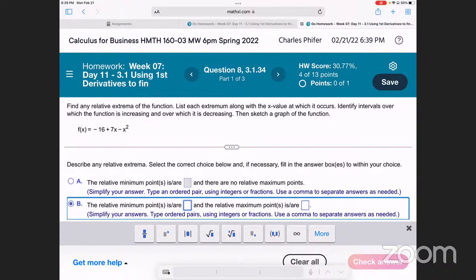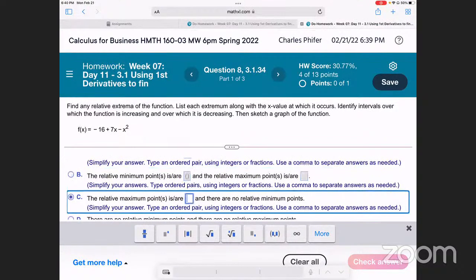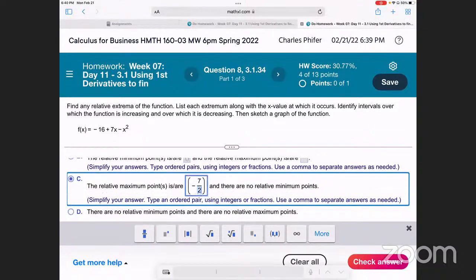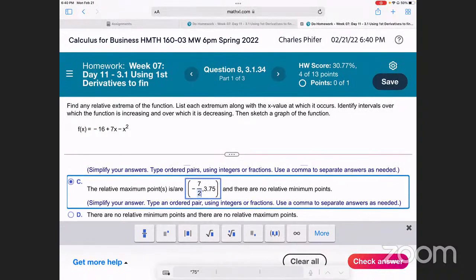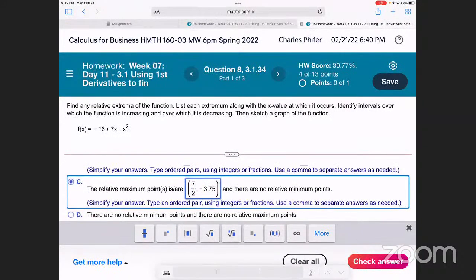So we got, my dog is just pacing like, geez. I think this one. We got 7/2, and then comma -3.7. Please, Malachi, go to bed. Lay down. Go to bed. Let's go to bed. -3.75. Negative.